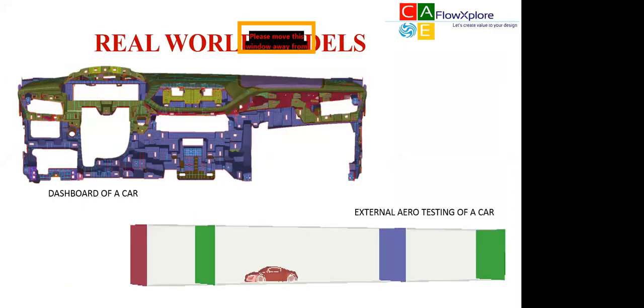You can see the other structure, which is called a dashboard, which you can see in front of a car. So by name, it's a simple dashboard, but these structures are very complex. And you can see how the external aerodynamics of a car is tested. The car structure is also very complex.